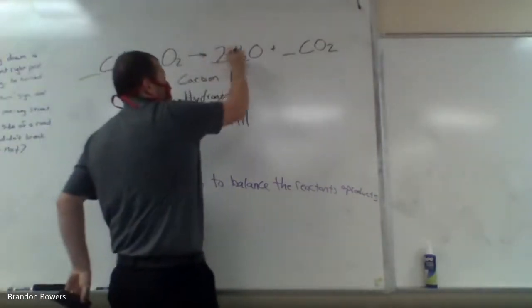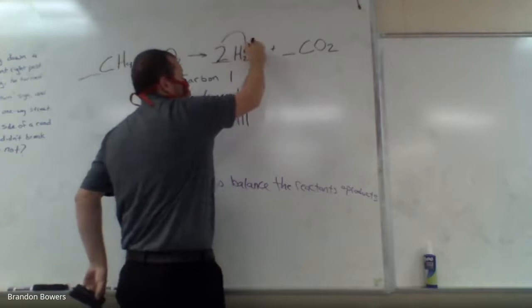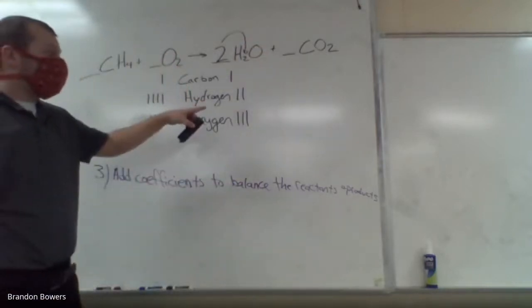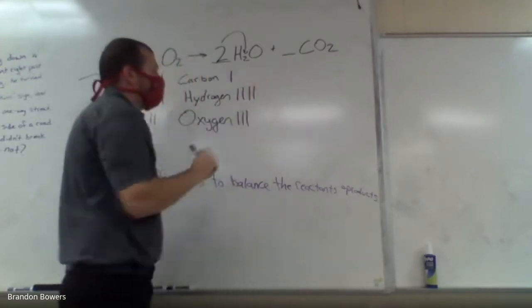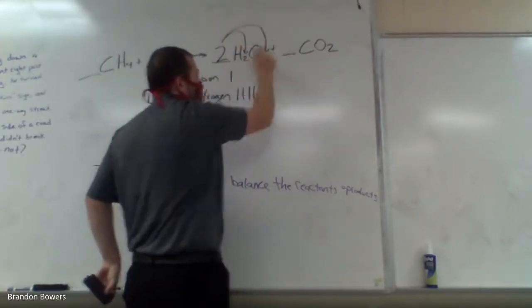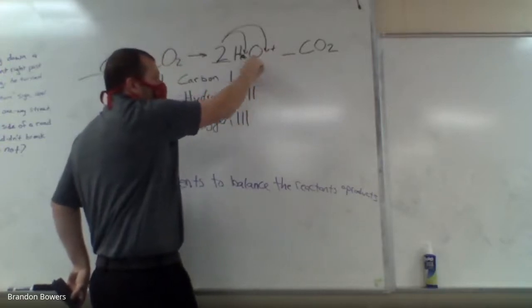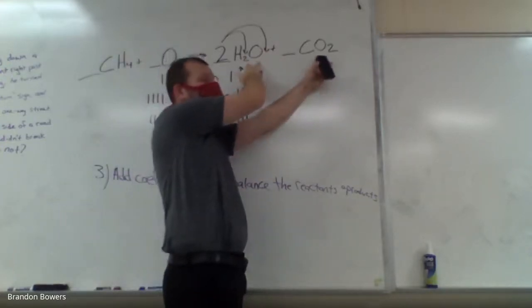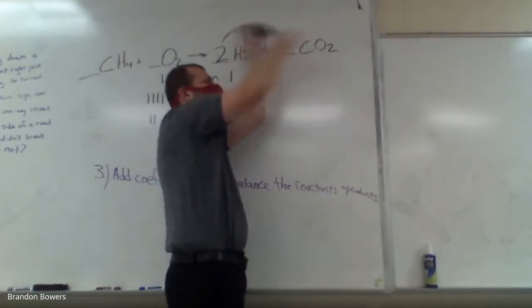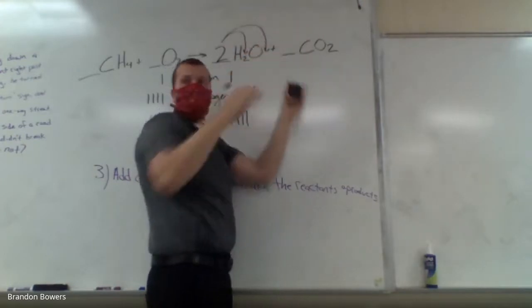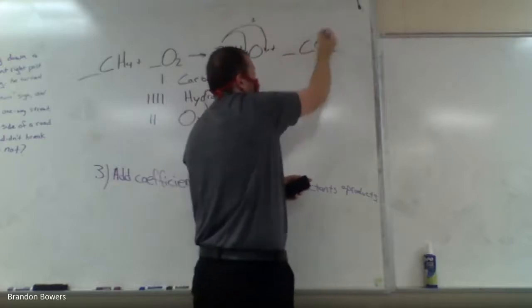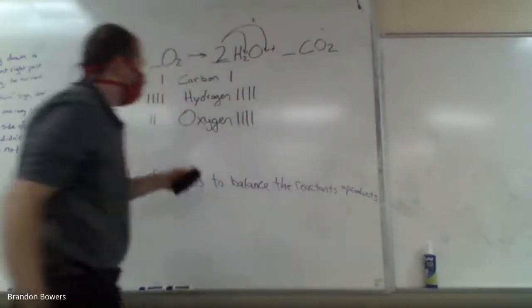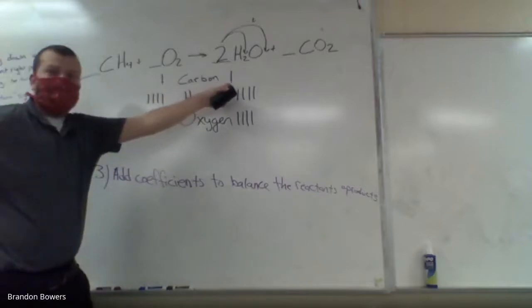Whoa, I like that. So, all right, 2 times 2 is 4. Okay, so now I'm up to 4 hydrogens. What is 2 times 1? So I have 2 oxygens here. How many oxygens do I have here? 2. So if I combine those, how many oxygens total? 4, right? There's 2 oxygens, and I have 2 there, so I have a total of 4 oxygens. Now my carbon is balanced.